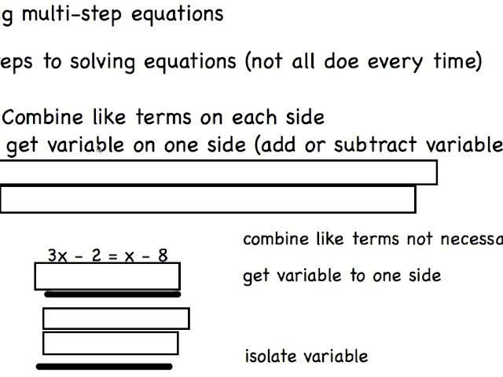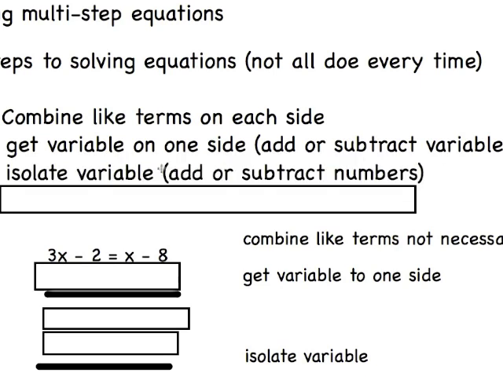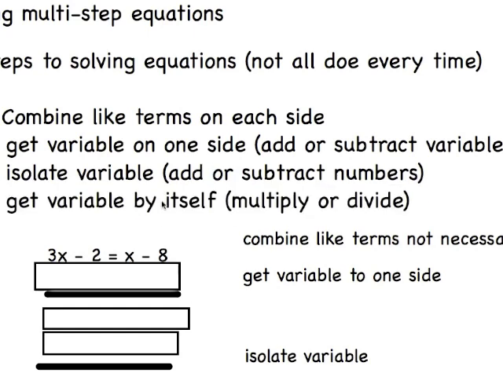Next step is to get the variable on one side. And to do this, you have to add or subtract the variables. The next step is to isolate your variable, and that is you need to either add or subtract one of the numbers. And the last one is to get the variable by itself, which you'd have to do by multiplying or dividing. So let's do a couple examples.